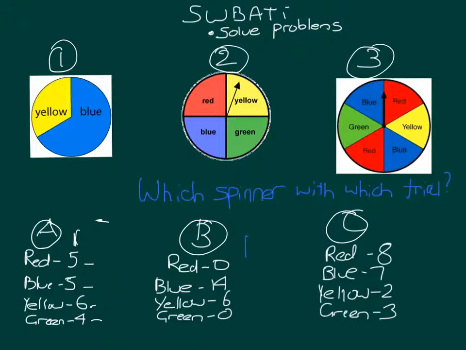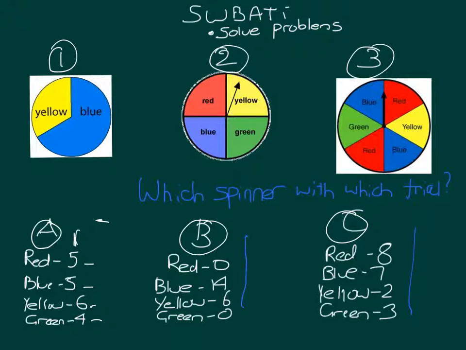If I look here at B, I got no red, no green, but I got a lot of blue, and I got quite a few yellow as well. So I'd be looking for a spinner that has a very small, if any, red area and a very small, if any, green area, because they were very unlikely to come up. I got blue 14 times, so its experimental probability is 14 out of 20, 14 over 20, or 0.7. So I'd be looking for a spinner that has quite a large, more than half of its area blue.